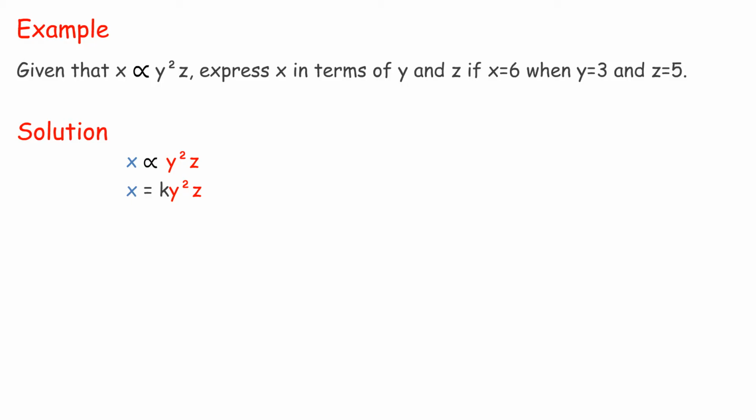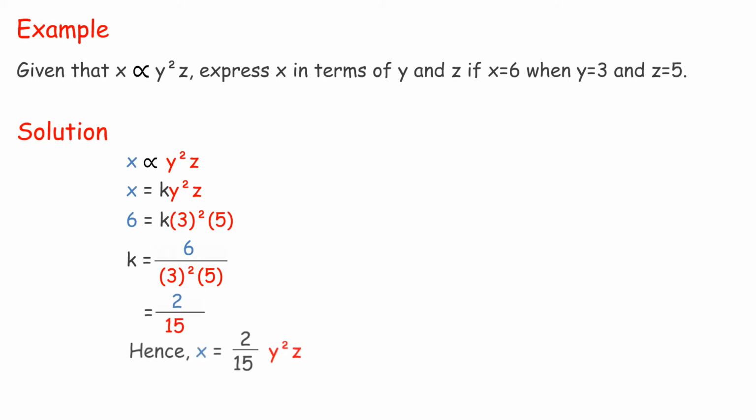Substitute the values of x, y and z into the equation to obtain the value of k. 6 equals k times 3 squared times 5. k equals 6 divided by 3 squared times 5, equals 2 over 15. Hence, x equals 2 over 15 times y squared z.